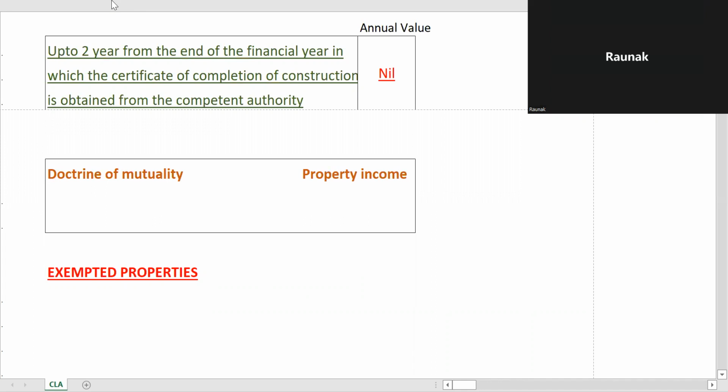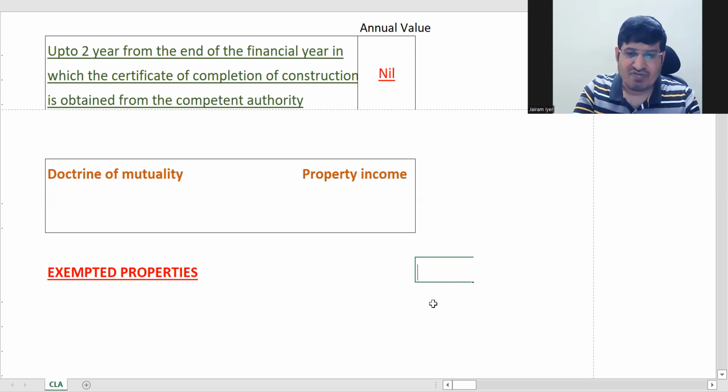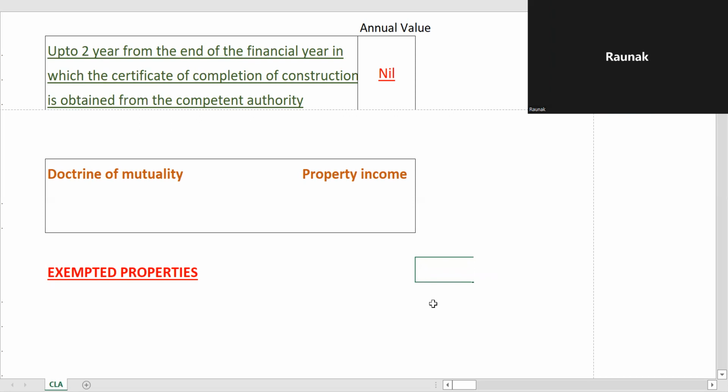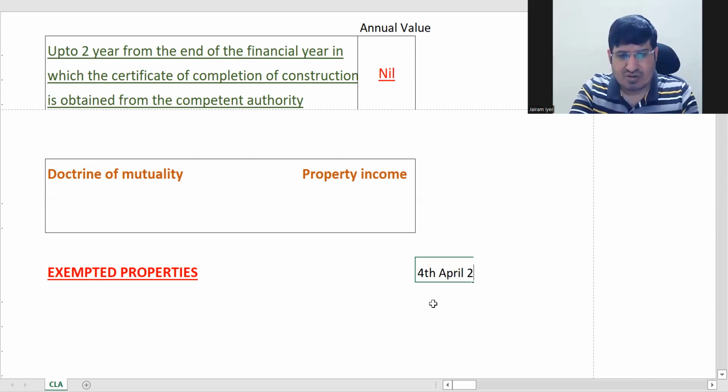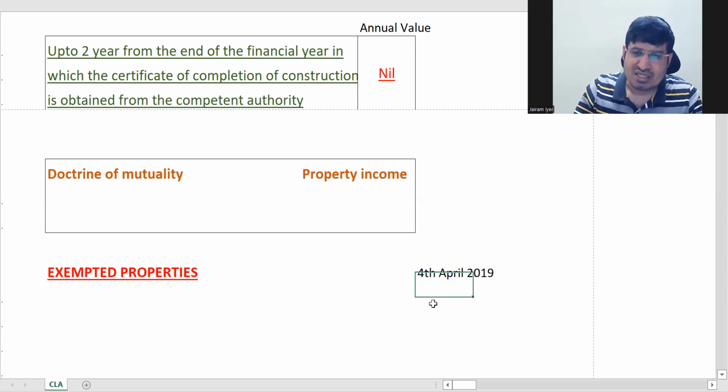Ronak. Sir, if the construction is completed on, let's say, 31st of March 2019, or in the second example, if it is completed on 4th of April 2019, can you take that example and explain that concept again? You give me the date of completion of construction, 4th of April 2019. Yeah. Okay, this is completed.